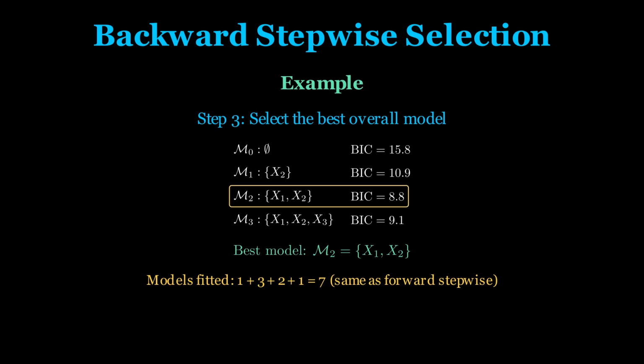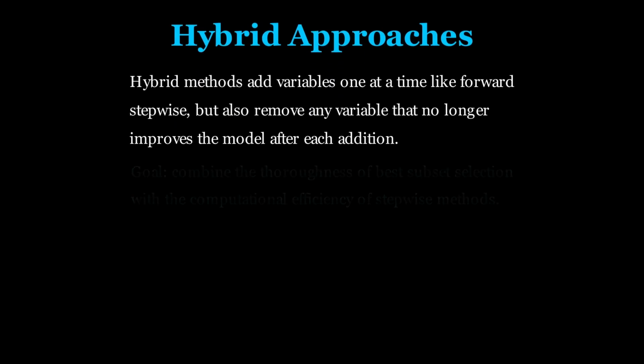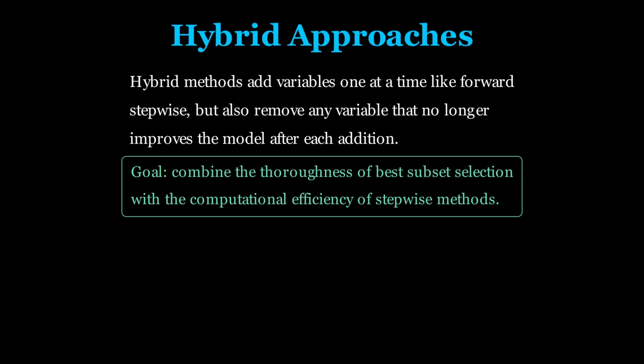In terms of strengths and weaknesses, backward stepwise selection is similar to forward stepwise selection in that it is computationally efficient, but it is not guaranteed to find the globally best model. The best subset, forward stepwise and backward stepwise selection approaches typically produce similar but not identical results. Hybrid versions of these methods sequentially add variables, like forward selection, but also remove any that no longer improve the model, combining the benefits of best subset selection with the computational efficiency of stepwise methods.